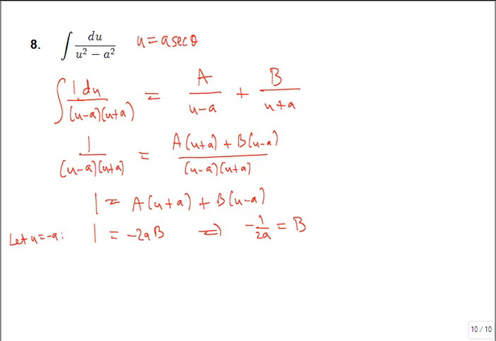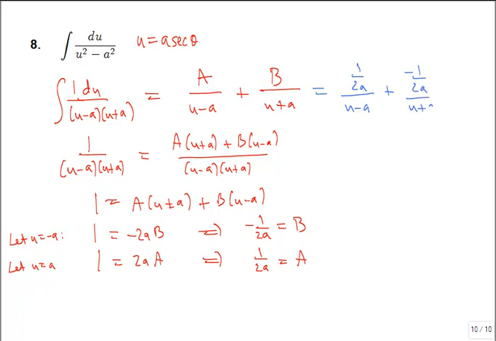What's going to make this go to 0? Well, that will be 0 if u equals a. So let's let u be positive a. So we get 1 equals a plus a, which is 2a, times big A, and this goes to 0. So that means 1 over 2a will be capital A. So these fractions become 1 over 2a times u minus a, plus negative 1 over 2a times u plus a.